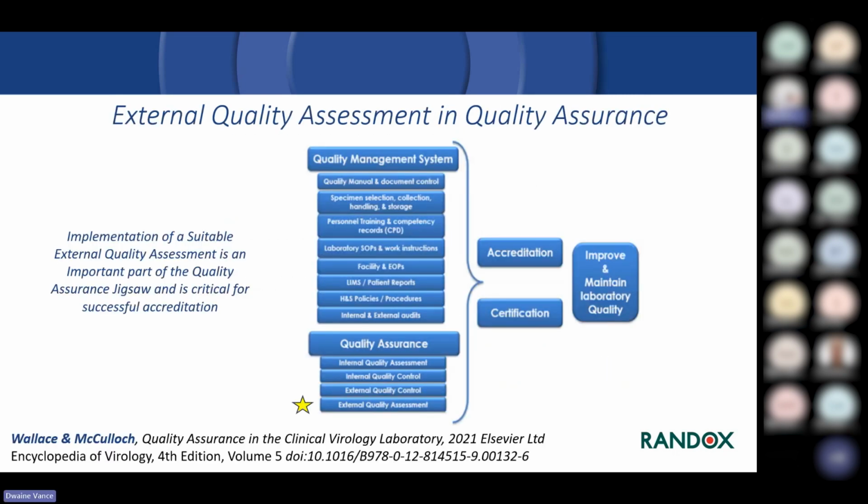So essentially, external quality assessment is an important and integral part of quality assurance within any molecular microbiology lab. This image on the screen highlights the multiple sections required to create an effective and robust quality management system and quality assurance procedure for successful lab accreditation to maintain and improve lab quality. And you will see, as denoted by the yellow star at the bottom of the screen, that EQA is an important aspect of quality assurance. It's only one of many different aspects of quality assurance, and this will be the particular focus of this presentation today.